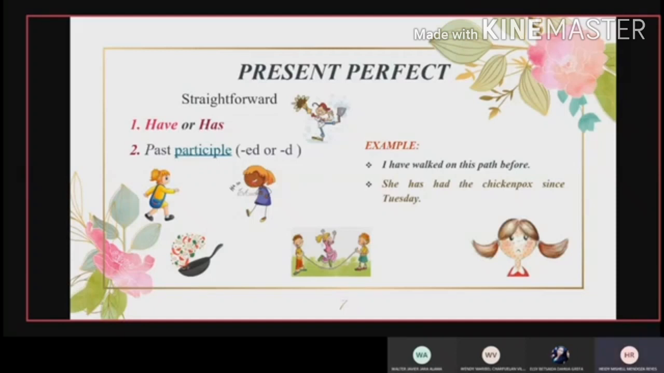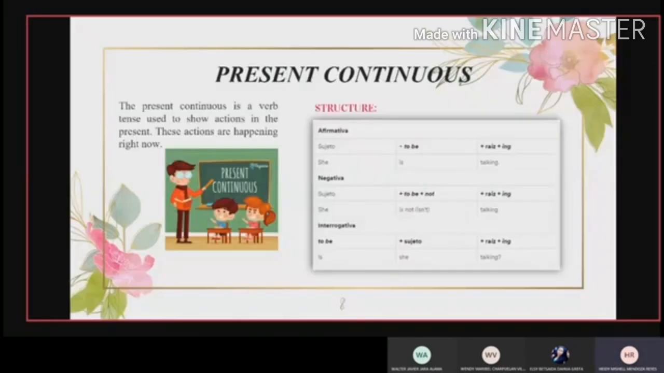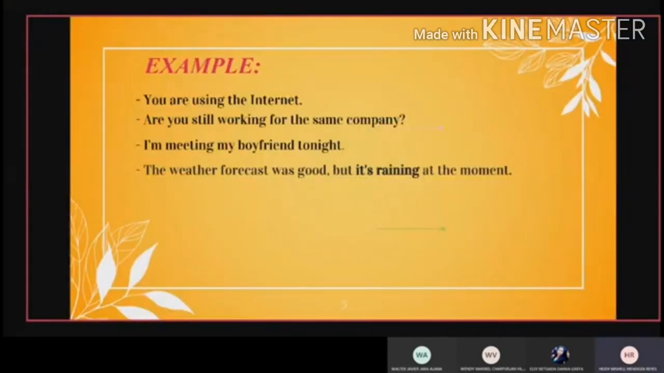Okay, continue. Present continuous. The present continuous is a verb tense used to show action in the present. These actions are happening right now. Two structures: affirmative, subject plus to be plus verb plus ing. Negative is subject plus be plus not plus verb plus ing. Okay, examples.